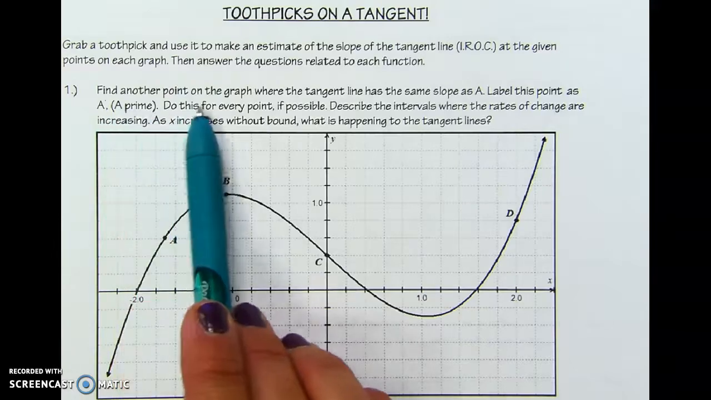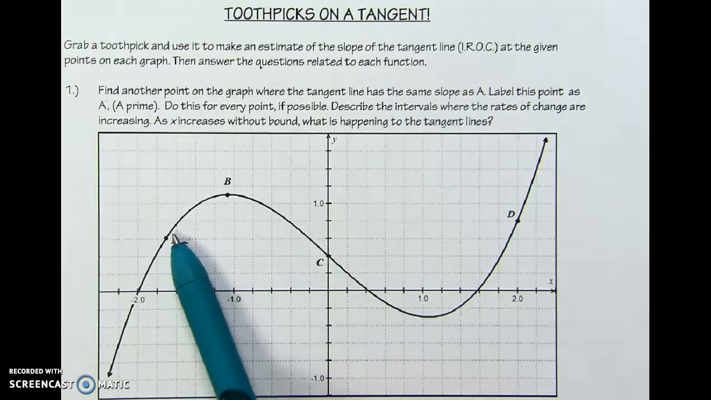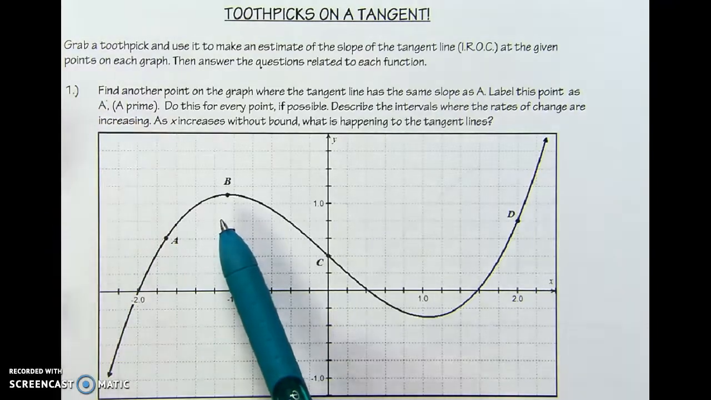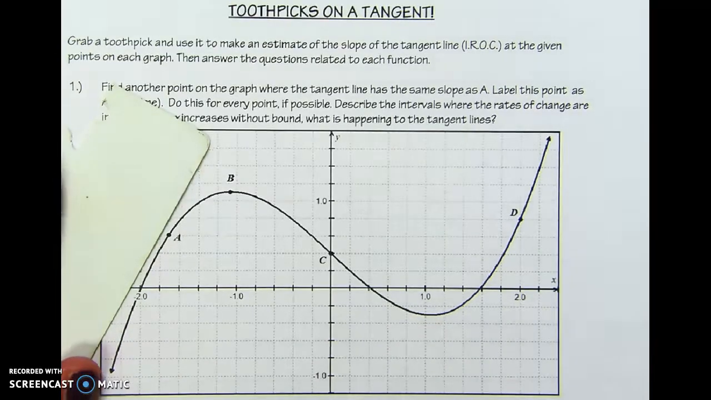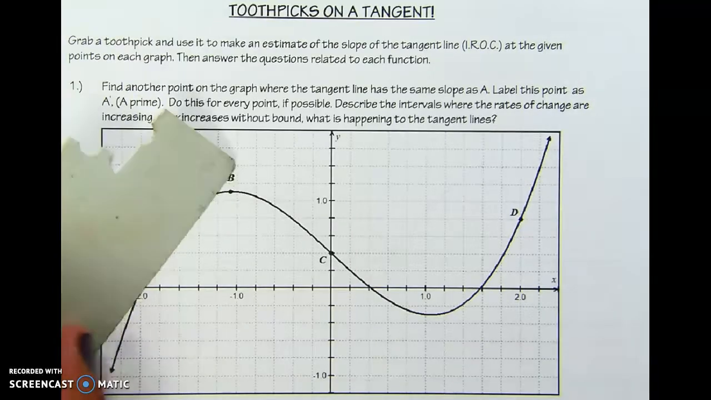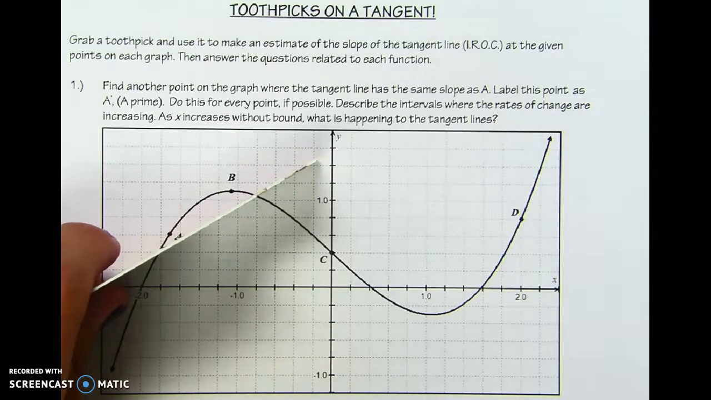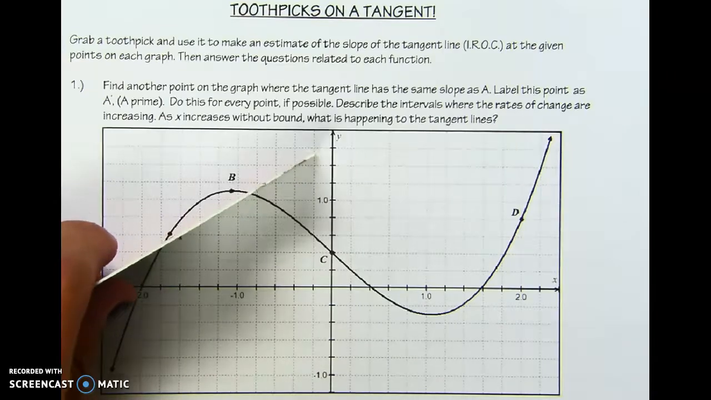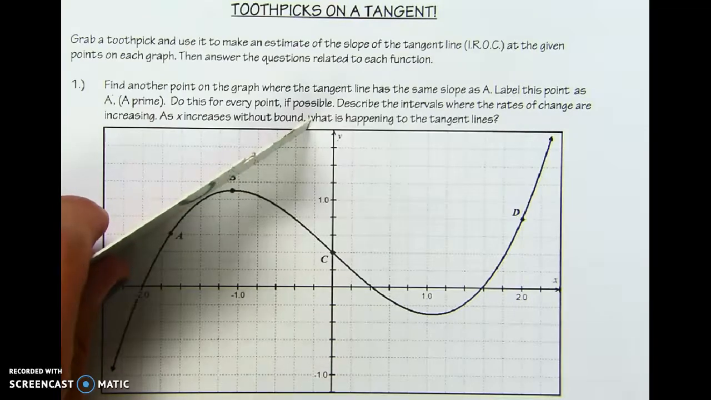So let's read carefully. Find another point on the graph where the tangent line has the same slope as A. So a tangent line goes like this, my friends. A tangent line is a line that is only touching the curve at one point. This is why it's really good to have a toothpick. This is not a tangent line because it's hitting the curve at 2 points. That's called a secant line. Just like sine, cosine, tangent, secant, cosecant, cotangent. So a secant line goes through it twice, and a tangent line is hitting it at only 1 point. Now, are you going to draw these perfectly? No, but we're going to try our best, okay?